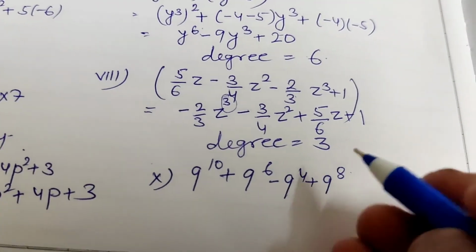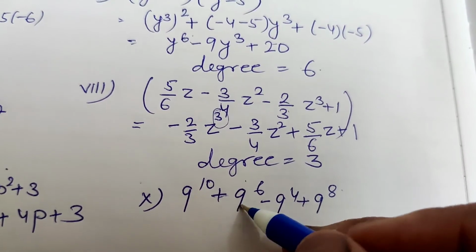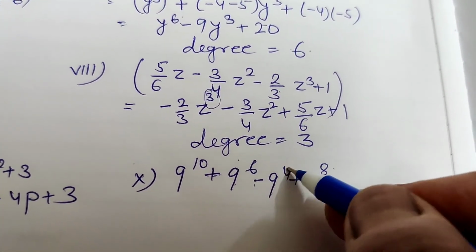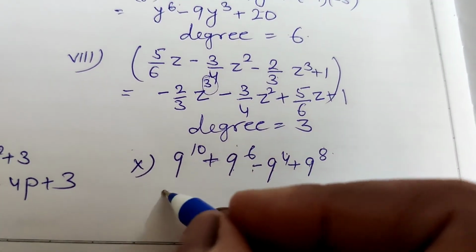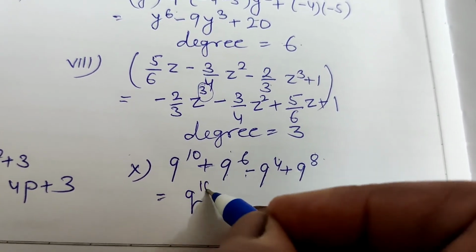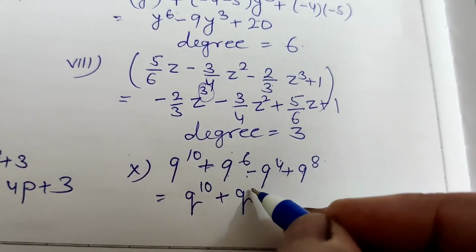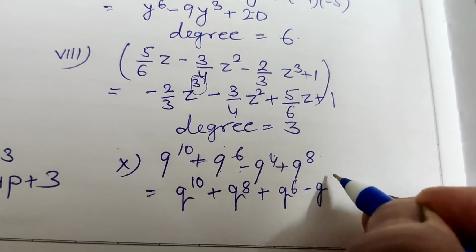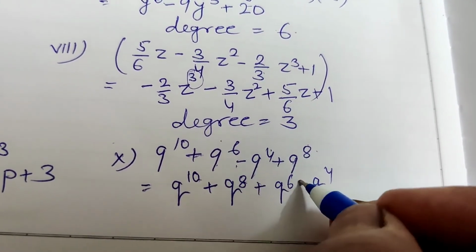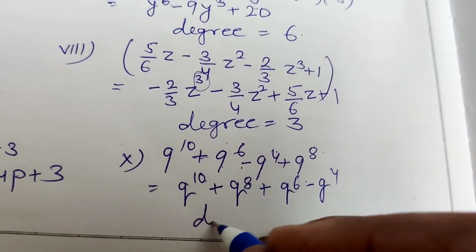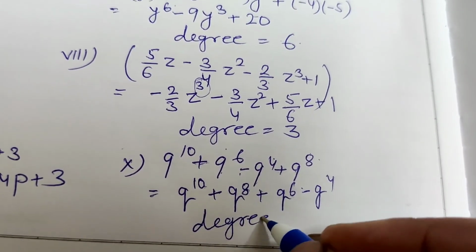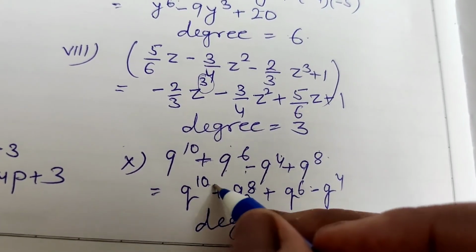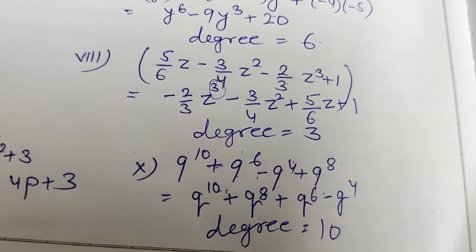And the last one is q raised to power 10 plus q raised to power 6 minus q raised to power 4 plus q raised to power 8. Now arrange in the standard form. This is in the standard form, descending order. Now the degree is 10. The highest power is 10, therefore degree equal to 10.